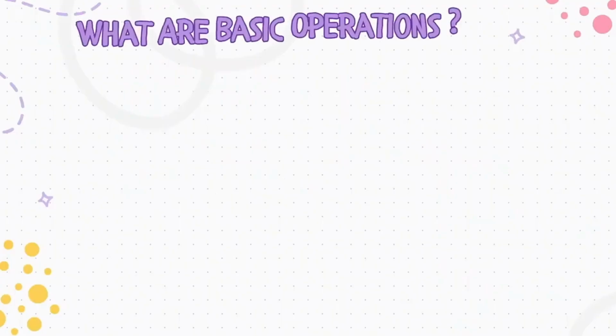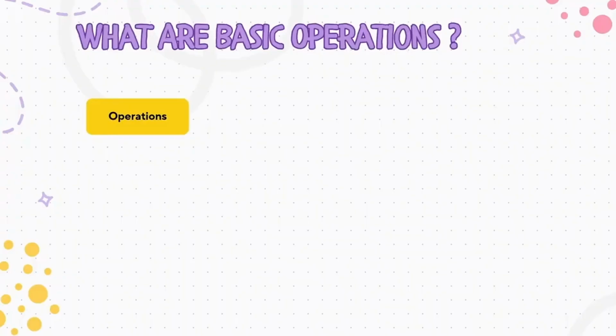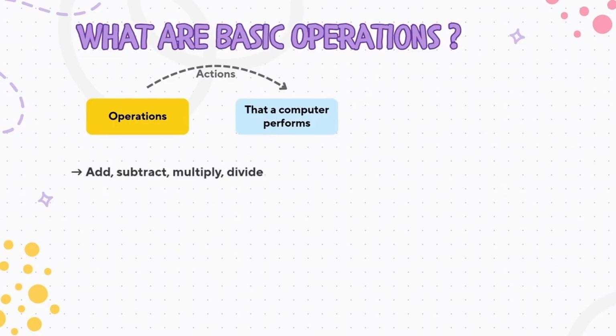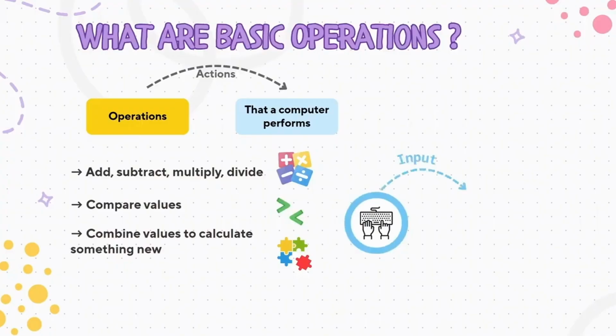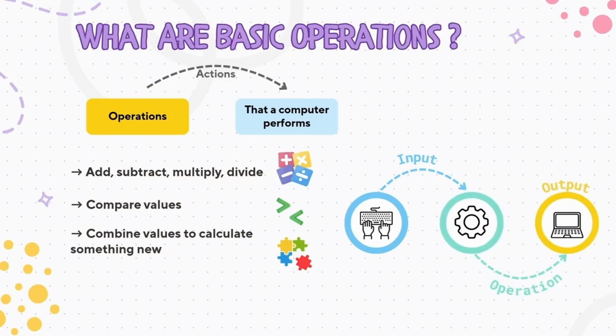So as our first topic today, before we get into coding, let's understand what basic operations are. Operations simply are actions that a computer performs, which are often math-based but not always. They can be add, subtract, multiply, divide, which are arithmetic operations, or comparison operations like comparing values with the lesser than or greater than symbol, and they can also be operations like combining values to calculate something new, like reassignment. So you can think of them as instructions that we give to a computer. We enter instructions, the computer performs an operation, and then gives us an output. So that is how operations work.